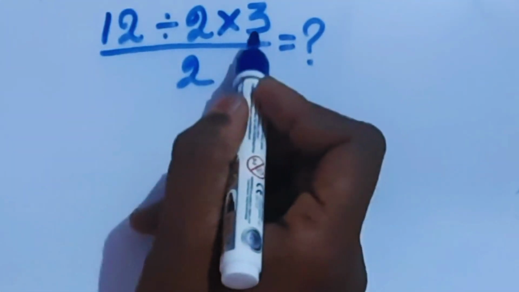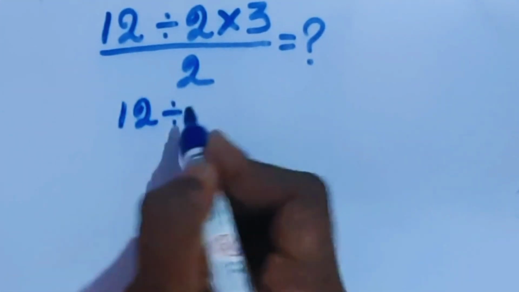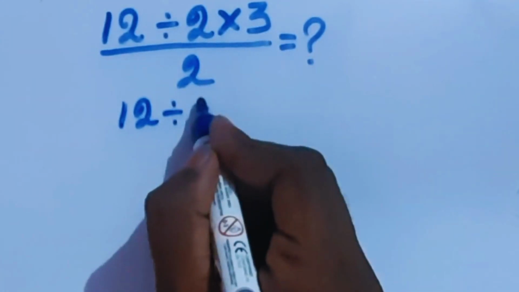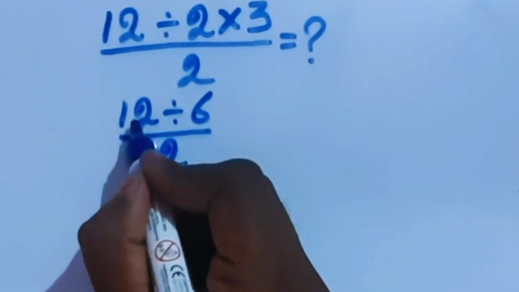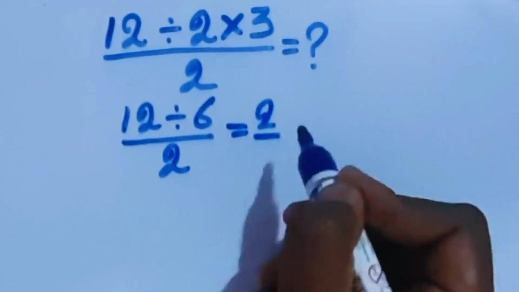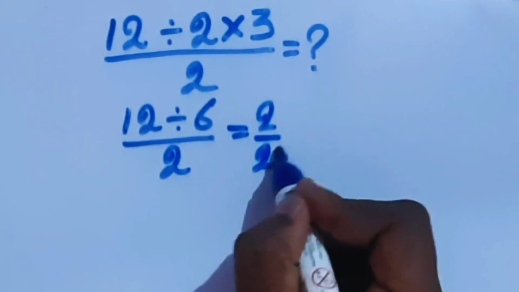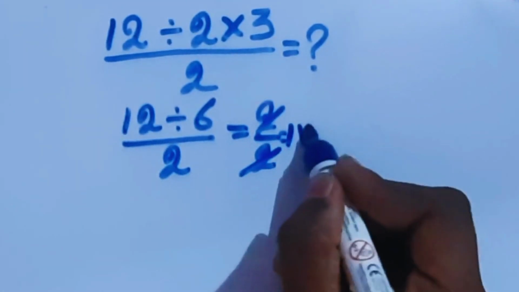Hi guys, most of them get answer 1 for this problem the wrong way. They do 12 divided by 2 times 3 as 12 divided by 6, which is 2, and then 2 divided by 2. This gives one as the answer. So this is wrong.